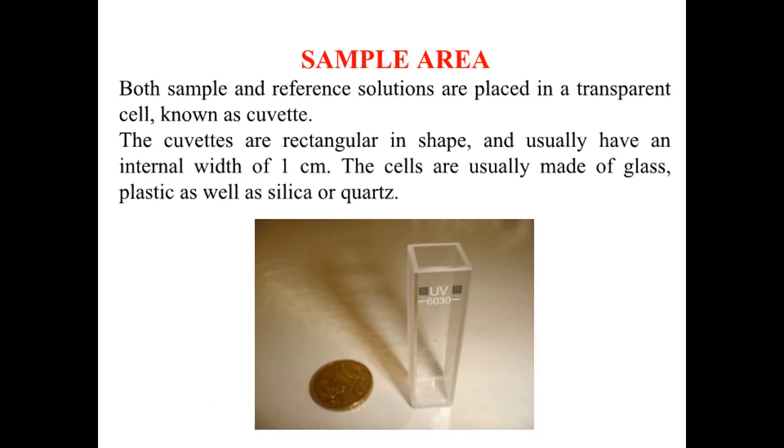Sample area. Both sample and reference solutions are placed in a transparent cell, known as a cuvette. The cuvettes are rectangular in shape, and usually have an internal width of 1 cm. The cells are usually made of glass, plastic as well as silica or quartz.